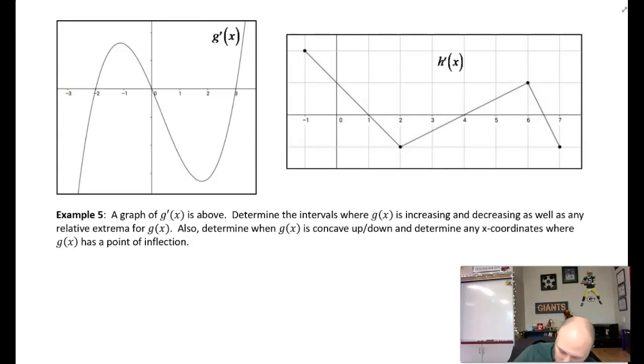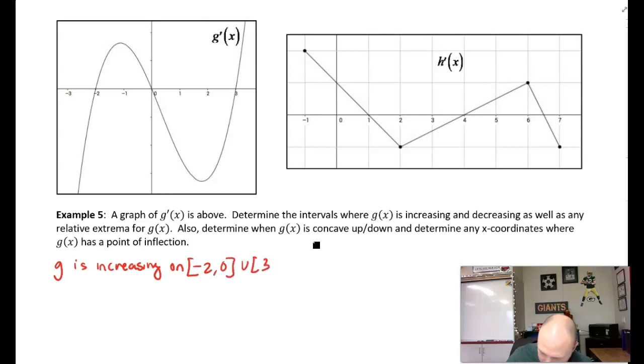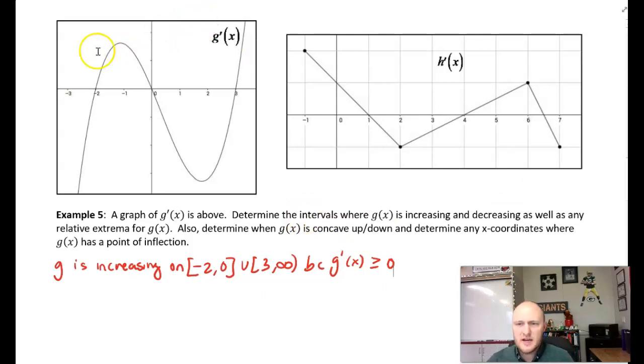So we can say g is increasing on -2 to 0, union 3 to infinity, because g prime is greater than or equal to 0. Notice that's where my g prime is positive. G prime is positive, so therefore it's increasing.